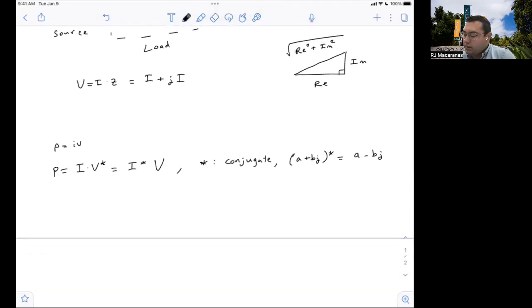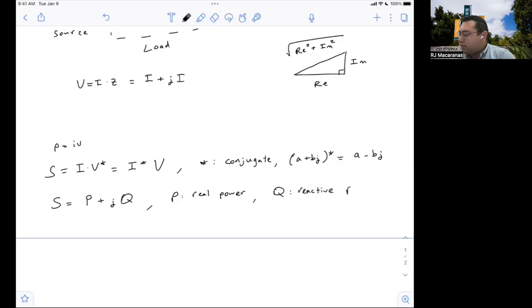And so we define this new concept called the complex power. I'm sorry, what I just defined here is the complex power. So this is S. S is I times V conjugate, which is also I conjugate times V. So it has some real part, capital P, and some imaginary part, capital Q, where P is the real power, and Q is the reactive power.